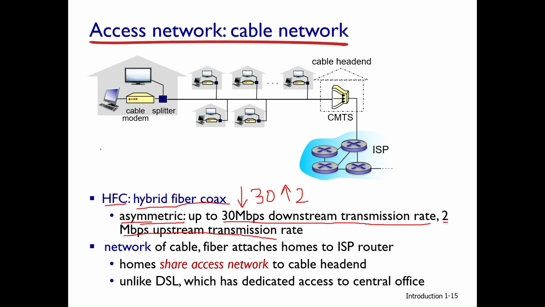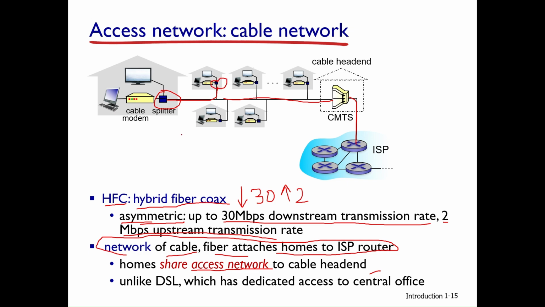A network of cables and fibers attaches homes to the ISP routers. So these cables and fibers attach to the ISP router. Homes share the access network to the cable headend. All these homes share the access network to the cable headend.